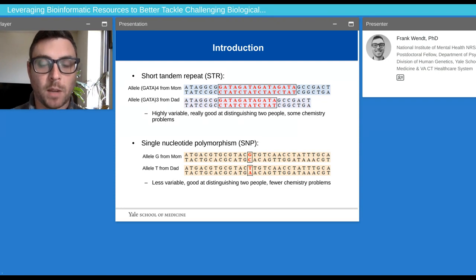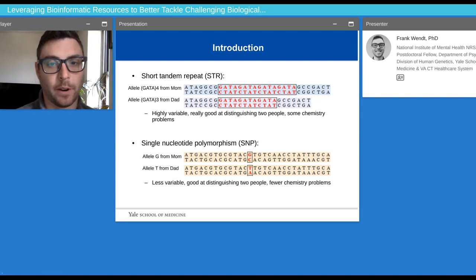For single nucleotide polymorphisms, we see a much different structure here. In red, I'm highlighting this SNP motif. We see that from the maternal side, this individual received the G allele, and from the paternal side, this person received the T allele. So both of these things are used in forensic science, and both of them have some benefits and some drawbacks. STRs are highly variable. They're really good at distinguishing people from everybody else. We don't need a lot of them.